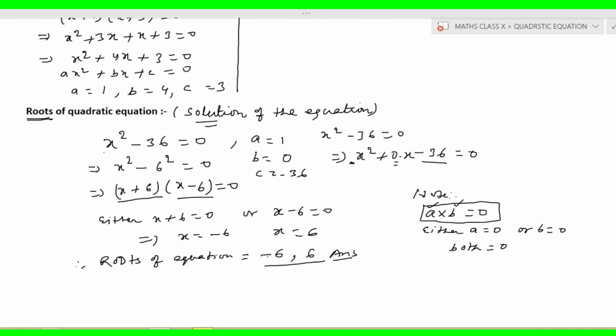Now if you put minus 6 here for x, then also you will get 0, and if you put plus 6, then also you will get 0. So this is called the roots or solutions of the quadratic equation. I hope you understood. Very good.